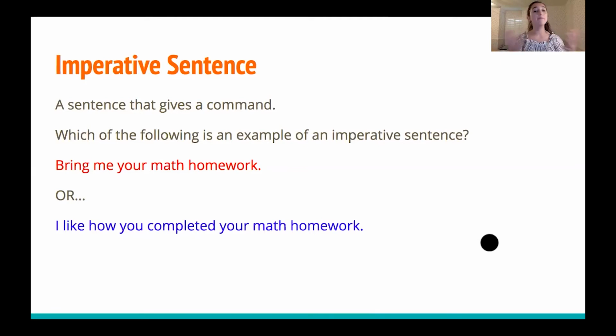Imperative, you're saying, "Bring it to me. Bring me your math homework." I'm telling you to do something. I'm not asking you to do something, but I'm telling you. If I said, "Will you please bring me your math homework?" Now that would be an interrogative sentence, because I would be asking you, but I didn't ask you. I told you, "Bring me your homework." It's the same thing as maybe your parents or grandma, grandpa, they say, "Clean your room." They're not asking you to clean your room. They're saying, "Clean your room. You need to clean your room." So that is an imperative sentence, and hopefully that difference between the declarative and the imperative sentence makes sense to you, because they do use the same punctuation, but they are two different types of sentences.